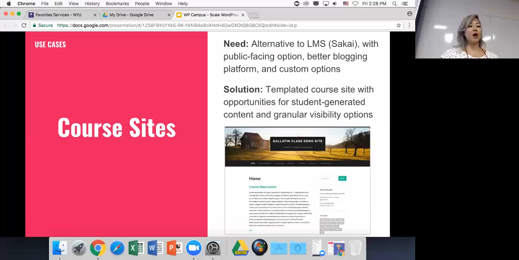So our faculty really wanted an alternative to our LMS, which is built on Sakai. What they wanted was the ability to create a public-facing site. They also wanted a better blogging platform. If anybody's familiar with Sakai, the blog is not great. And they also wanted something that was, frankly, a little prettier than the standard LMS.